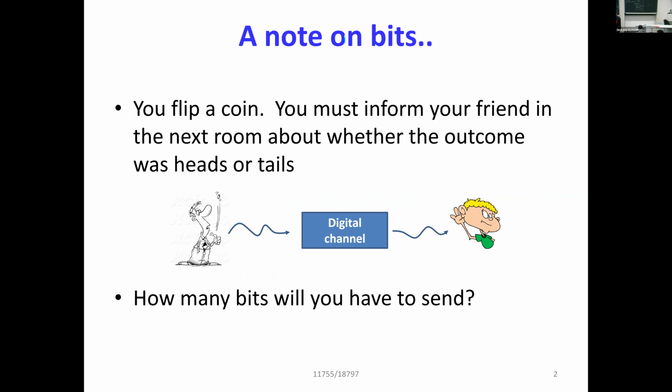So let me start by asking you guys a question. Let's say I have a tube, and I only have white balls and black balls. And my friend is on the other side of this wall. I have a tube from here to there. And I flip a coin, and I want to let him know if I got a heads or a tails. How would I do it?